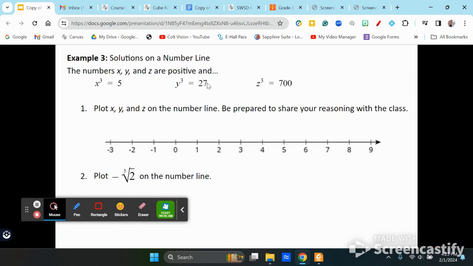And then finally, you just have a couple problems to consider, and then you're going to put them on the number line. So if you know that x cubed is 5, and we just talked about how the cube root of 5, that's one of the first ones we did, to find x, I would take the cube root of 5, and we know that was between 1 and 2. So do I think it's closer to 1 or closer to 2? Well, it's probably closer to 2. So it would probably be somewhere around here. So I'm going to put x here.